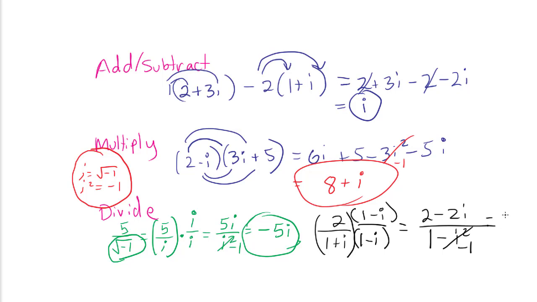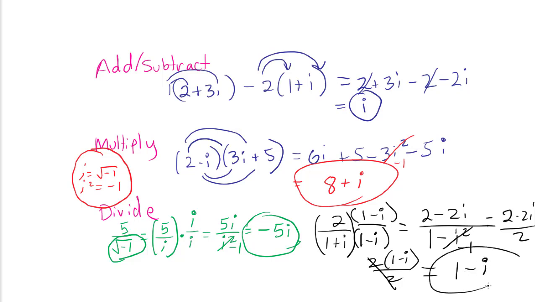That's 2. So this is 2 minus 2i divided by 2. Now I can factor out my 2. 1 minus i over 2. Those cancel. The whole thing simplifies to 1 minus i. I have no i's, no radicals in the denominator, and I've rationalized my imaginary complex number.